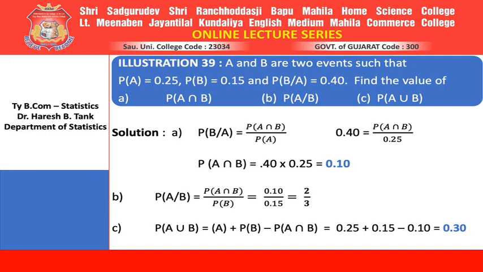Now think of B. Probability of A where B already occurred. By formula it is probability of A intersection B divided by probability of B. Both the probabilities are known to you. 0.10 divided by 0.15. Simplifying it, it comes to 2 by 3.